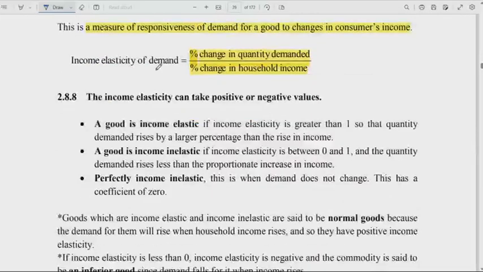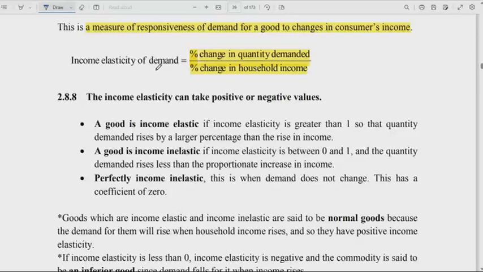So the income elasticity can take a positive or negative figure. We saw that with the price elasticity of demand, it will always take a negative figure, but we'll still disregard the negative figure. We're only looking at the absolute figure, which starts from 0 to infinity, disregarding the sign, the negative. With this one, we can have either a positive or a negative.